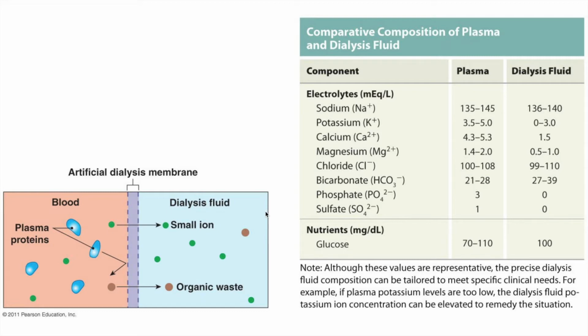So they set up the dialysis fluid so that it will have the right amount of ions that our blood needs, so that way if the blood is high in a certain ion, those ions will diffuse into the dialysis fluid. If the blood is low in a certain ion, that ion can flow from the dialysis fluid into the blood. But mostly it's wastes that are leaving the blood.